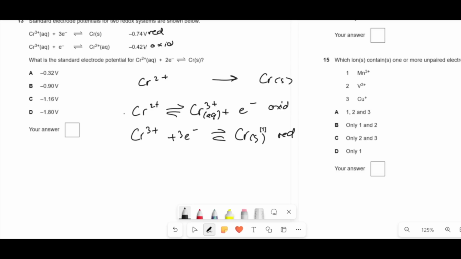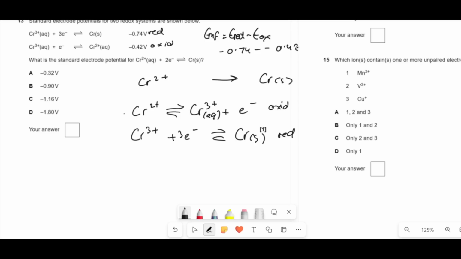So again, don't fall into the trap of, oh, this must be more negative, that means it's oxidized. The question's running it differently. If that's the case, your E cell is going to equal E reduced minus E oxidized. So that means it's going to be yours minus 0.74, minus 0.42. Can you see how that's the opposite to what you're familiar with?